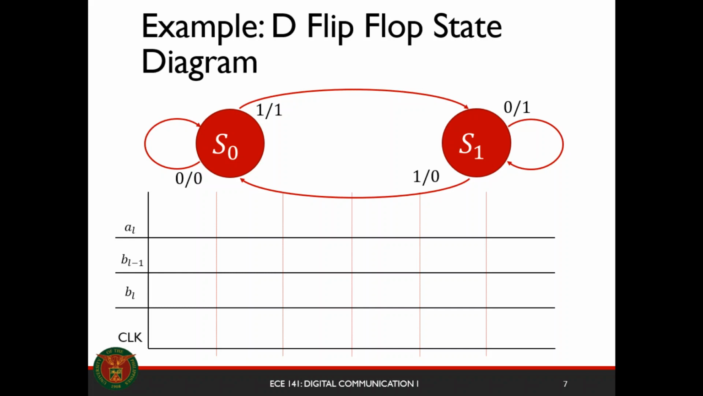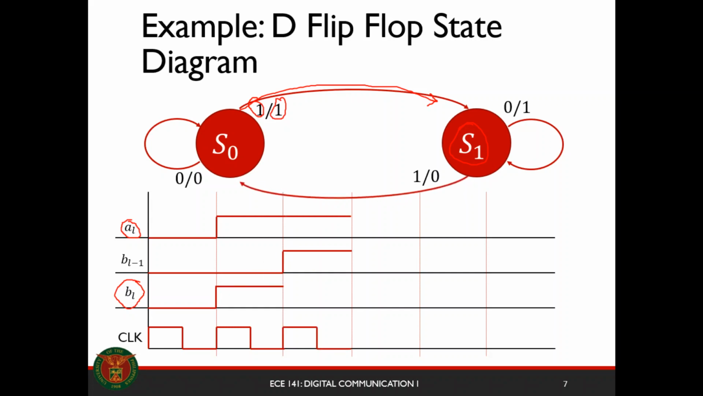From the transitions earlier, let's look at how the machine behaves in the state diagram. This is the state diagram of the D flip-flop. We define the initial state S sub 0 as when B sub L is 0, and S sub 1 as when B sub L is 1. Initially we're at the 0 state. When you have an input of 1, it goes through this transition and you end up in state 1, and the output is also 1.